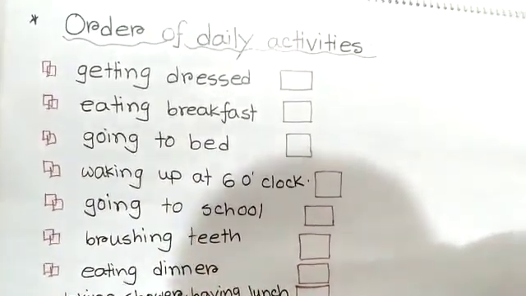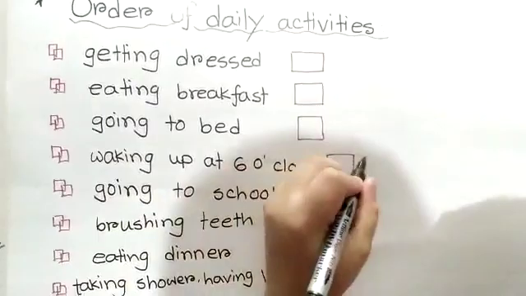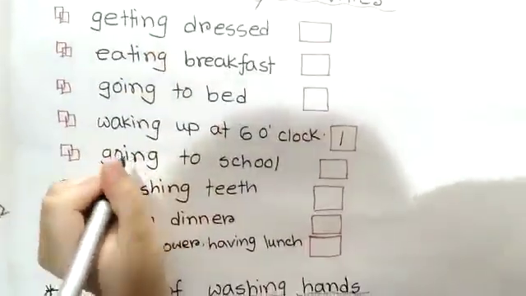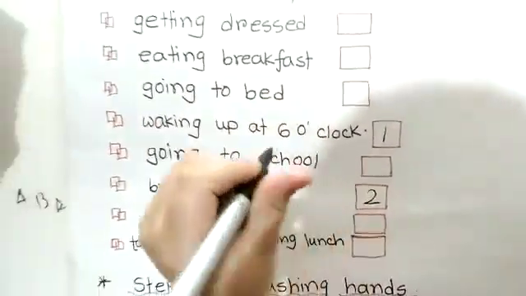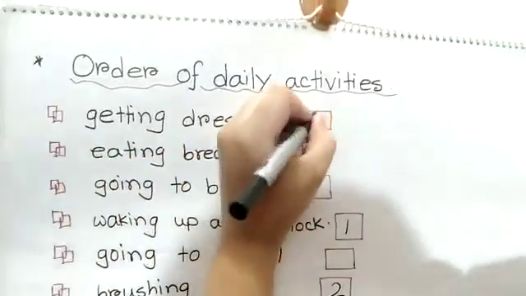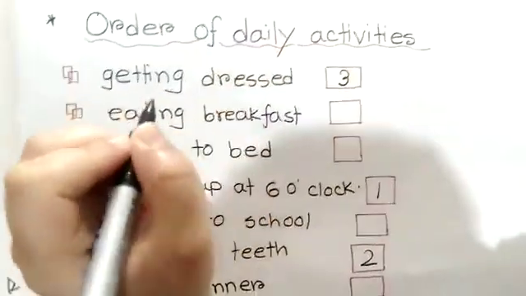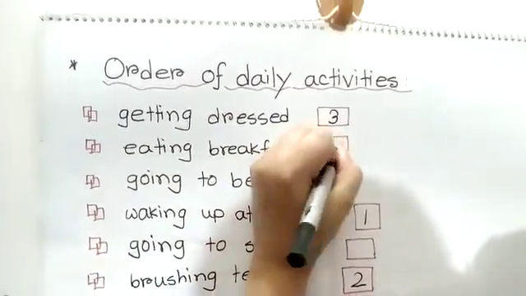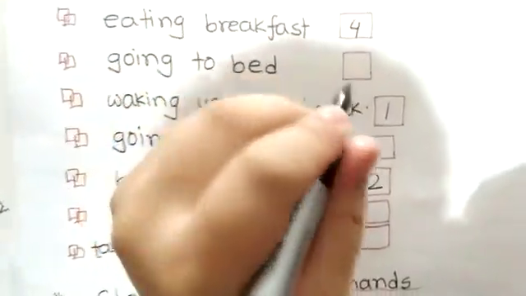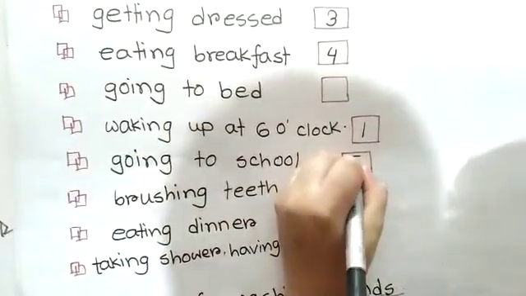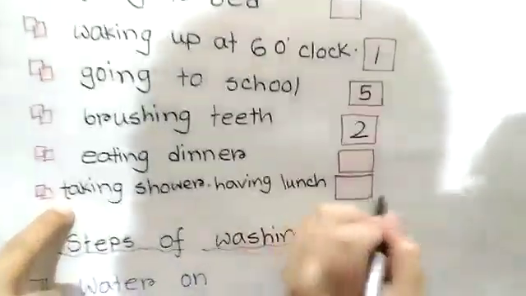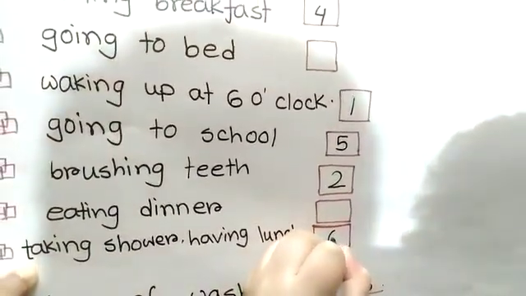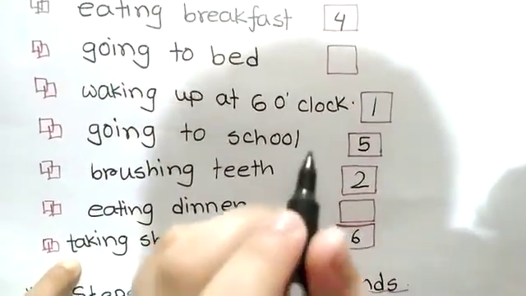Let's start. Waking up at 6 o'clock, it's number 1. Yes, this is first. Brushing teeth, it's second. It's number 2. After that, getting dressed, it's number 3. Yes. Eating breakfast is number 4. Yes, very good. Then what do you do? Going to school, it's number 5. Yes. Then coming back home, taking a shower and having lunch is number 6. Yes, sorry. It's number 6.